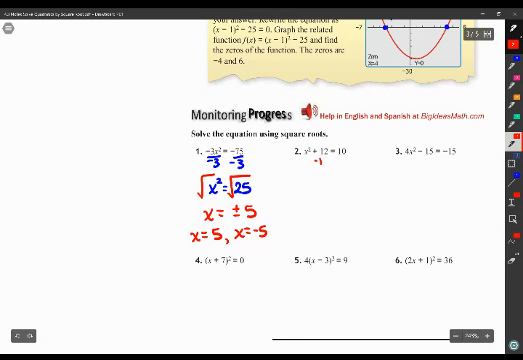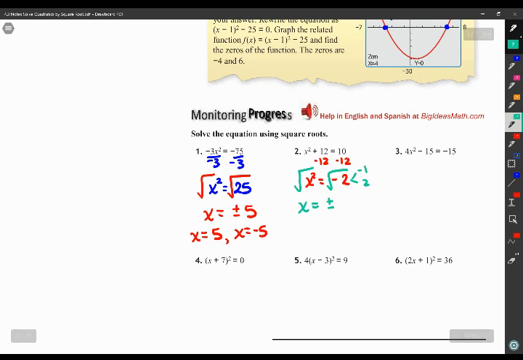So here I can subtract 12 from both sides. So I get x squared is equal to negative 2. Again, my squared term is isolated, so I can take the square root. So this gives me x is equal to plus or minus the square root of negative 2. This is the same thing as negative 1 and 2.